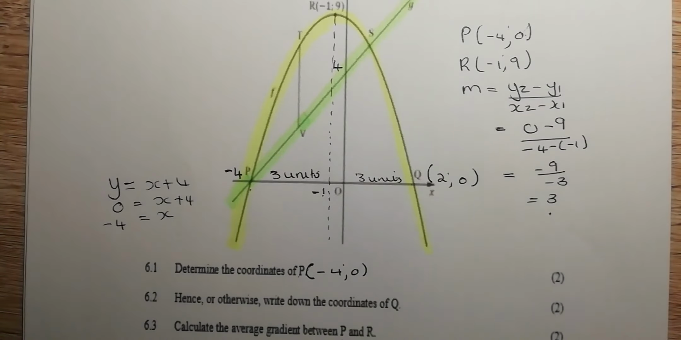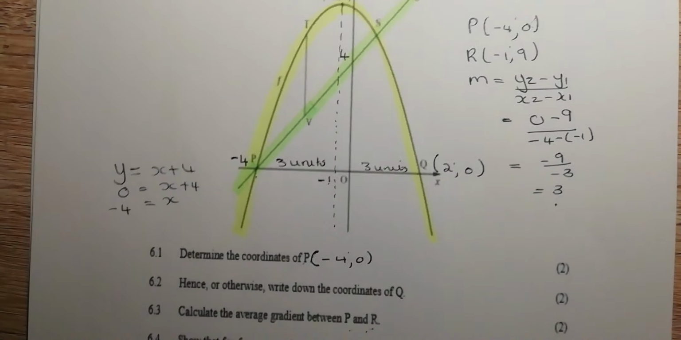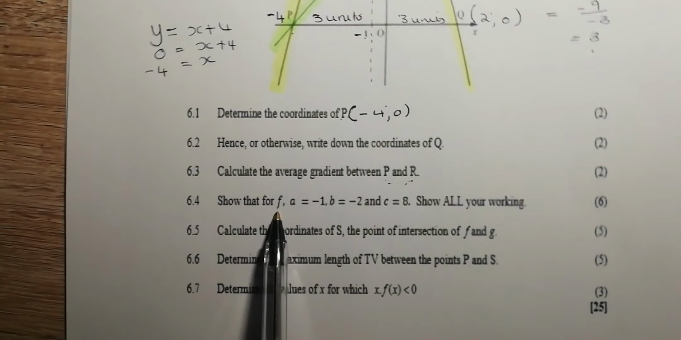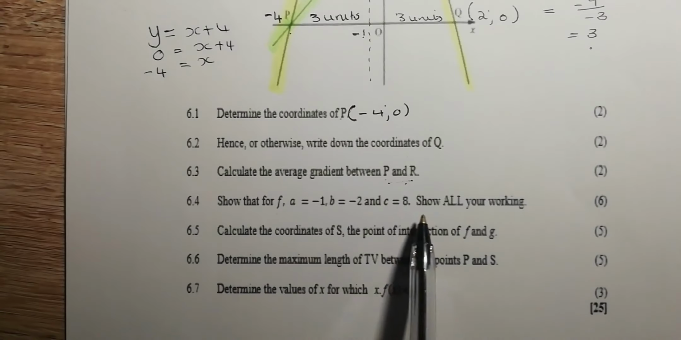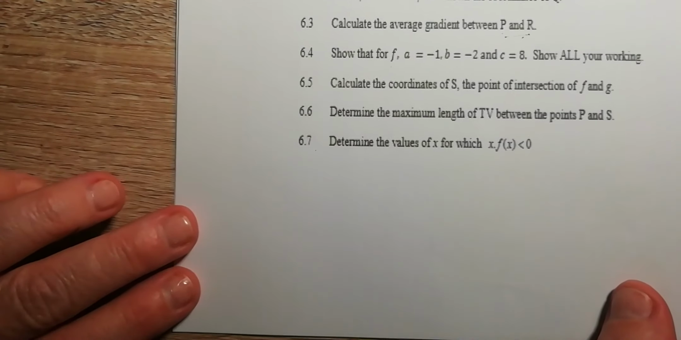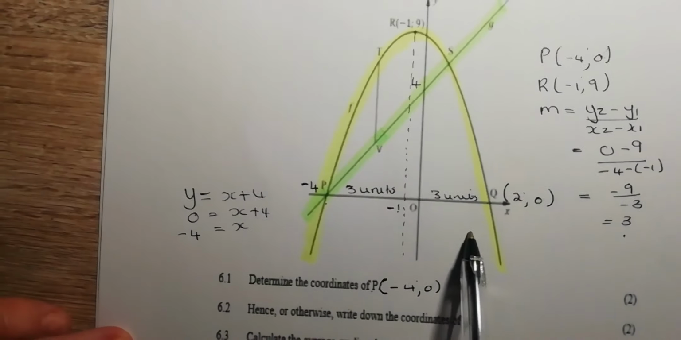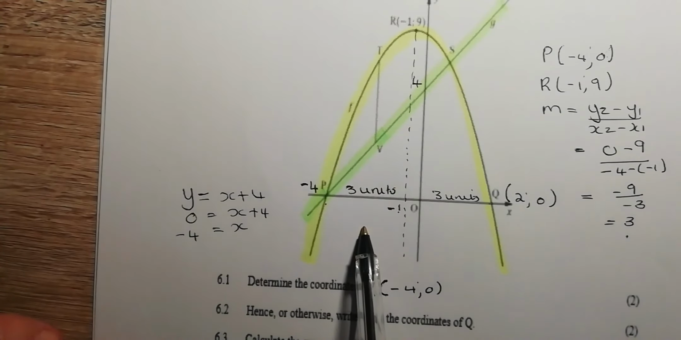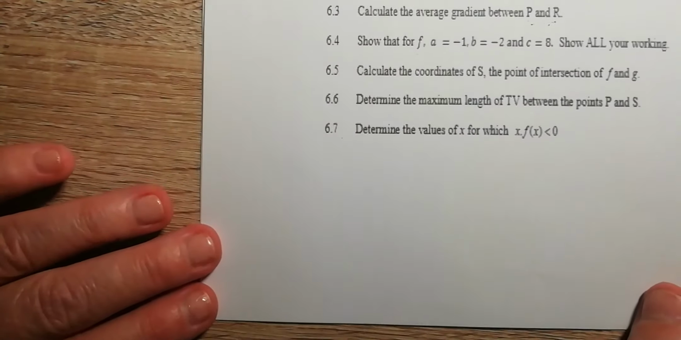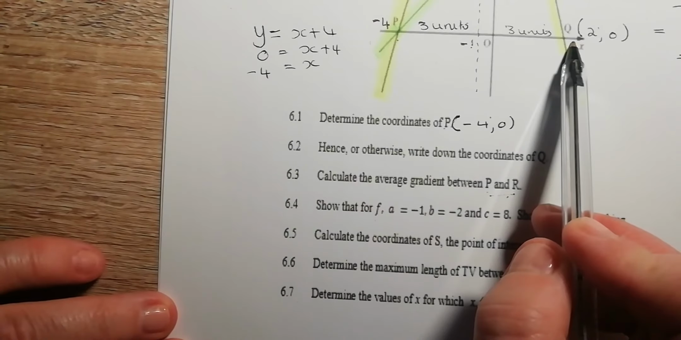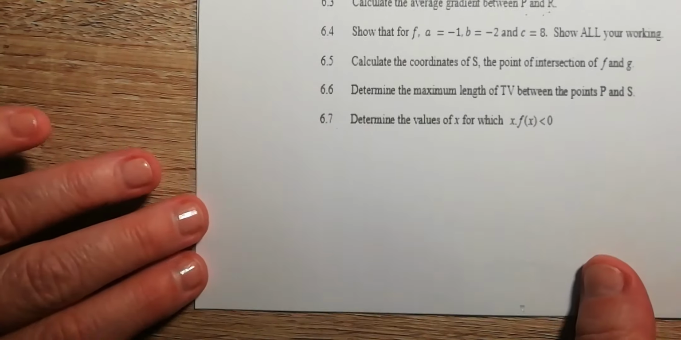Right. So let's go and look at the next question, 6.4, which says, show that for f, that is for the parabola, a is -1, b is -2, and c is 8, and show all your working. So what we have to do is use the information that I have on the parabola, find the equation of the parabola and then substitute a, b, and c in to get the values. Right, so what are the 2 points that I have? The 2 points that I have are -4 and 2. Those are the x-intercepts, and I have the turning point. I'm just going to write it here.